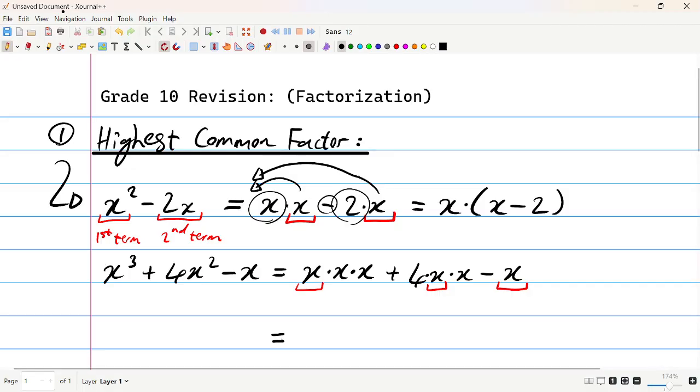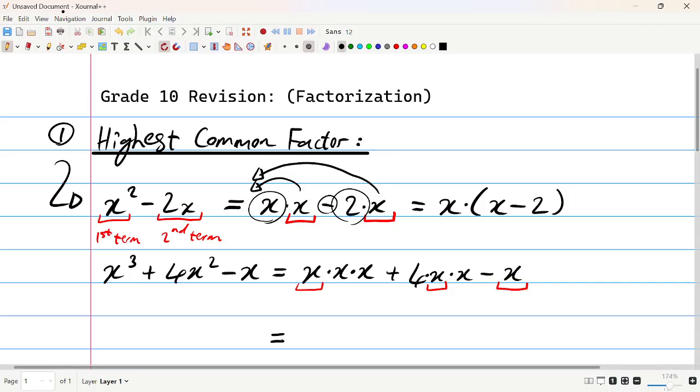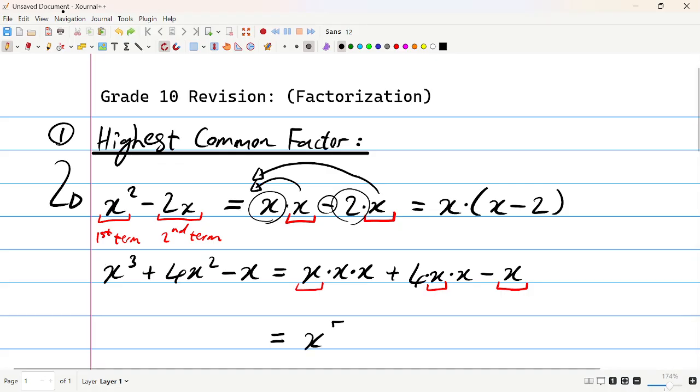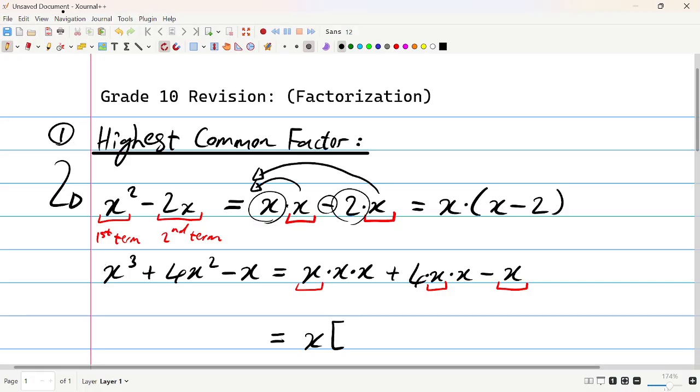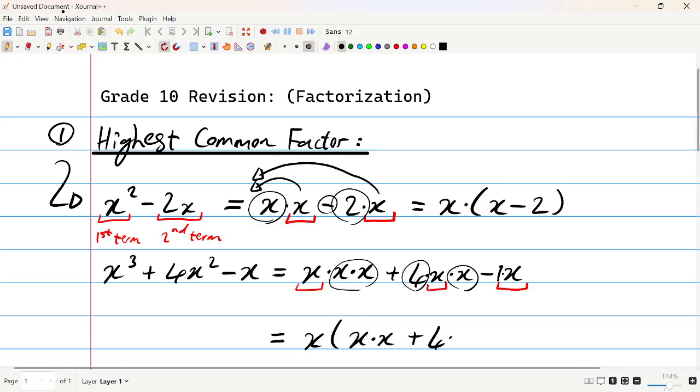So therefore, we're going to say that this is equal to, we're going to take out all the x's from each one, and therefore it's going to be x into, some teachers call it a square bracket. But some of us use parentheses, which are open brackets. So we take out x, and now what are we left with? X times x, 4 times x, and notice that 1 is just being multiplied by x by default. So therefore, it will be x multiplied by x plus 4 multiplied by x minus 1.